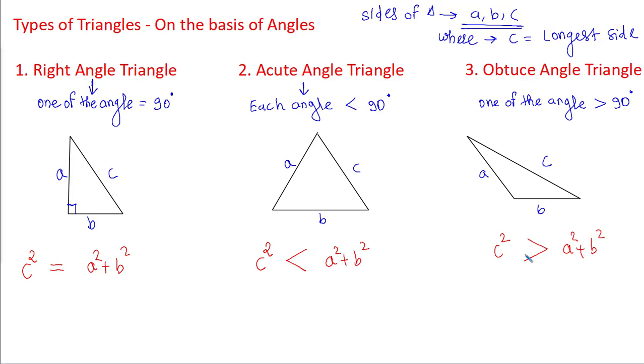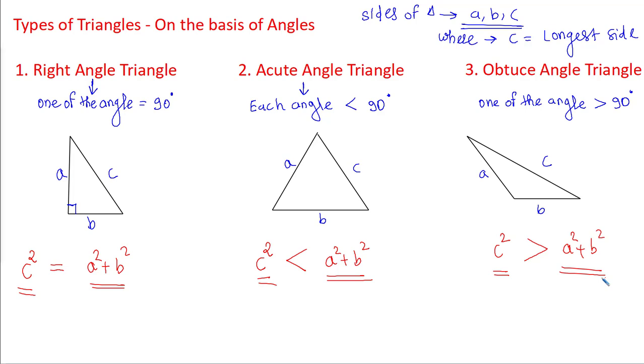Okay everyone, let me repeat this. Over here, sides of triangle are A, B, C, in which C is longest side. So we are going to put square of longest side on left hand side, like this, C square, and we are going to put sum of square of other two sides on right hand side. And then we are going to compare. If there is an equal to sign in between both sides, then it is a right angle triangle. If C square is less than A square plus B square, then it is acute angle triangle, and if C square is greater than A square plus B square, then it is an obtuse angle triangle.